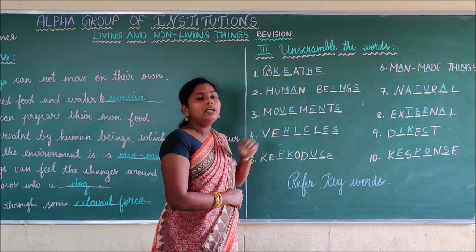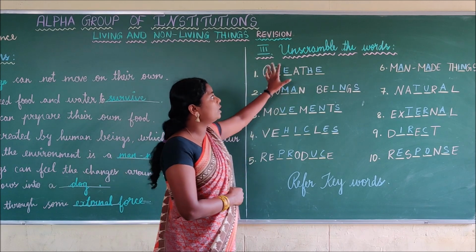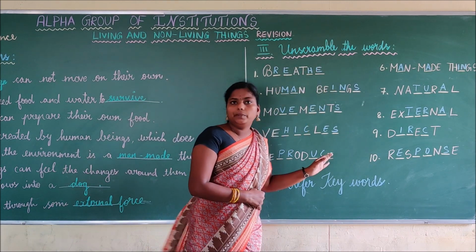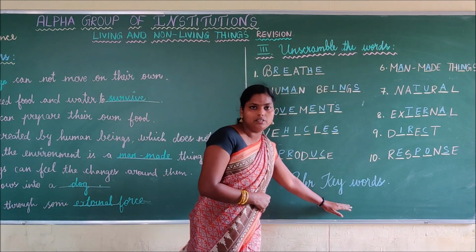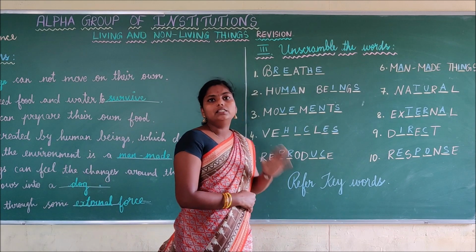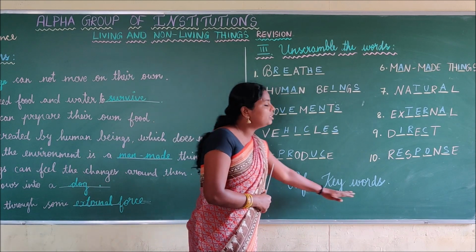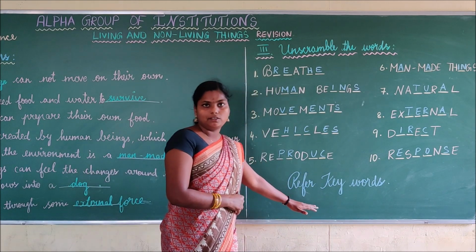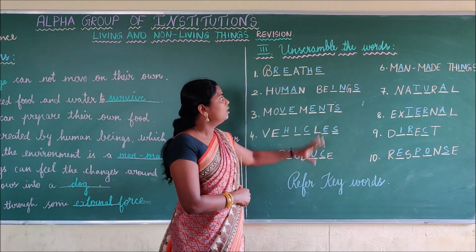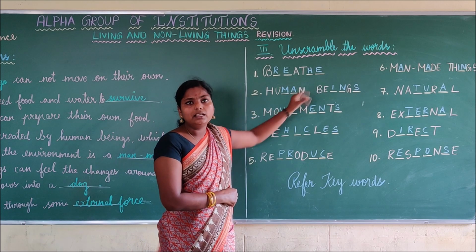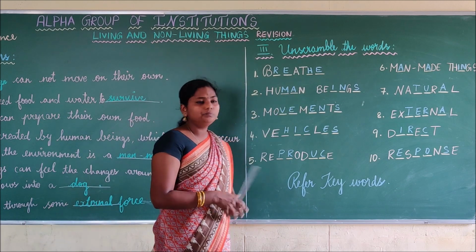Is it clear, children? And the most important thing, your unscramble the words will be coming from your keywords. In your lesson number 3, 10 keywords are given for you, isn't it? Yes. So refer to the keywords in your classwork notebook. From these words, your part 3 is going to be given. Shall we recap it now?